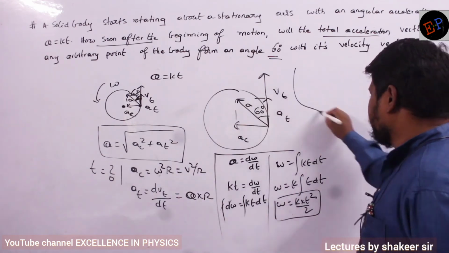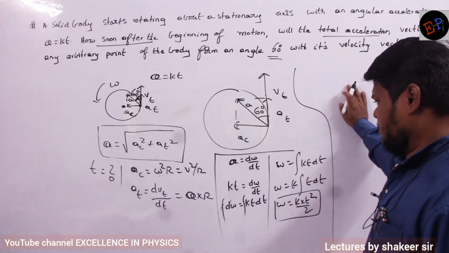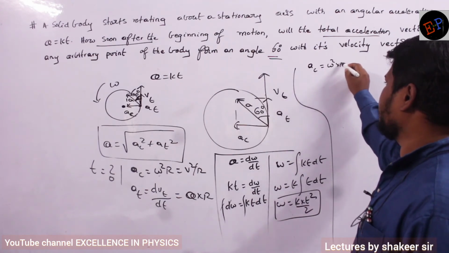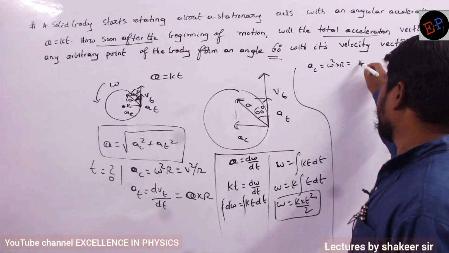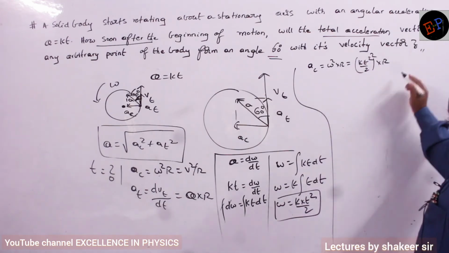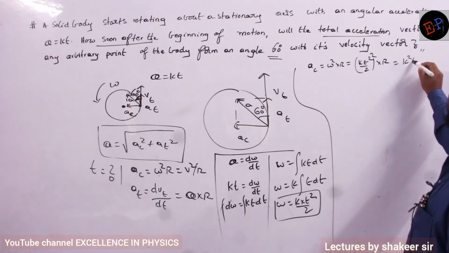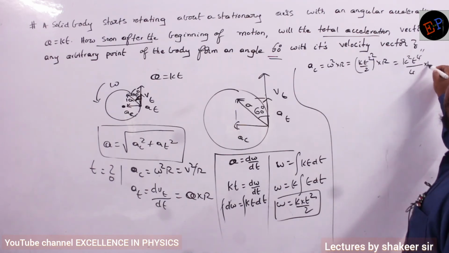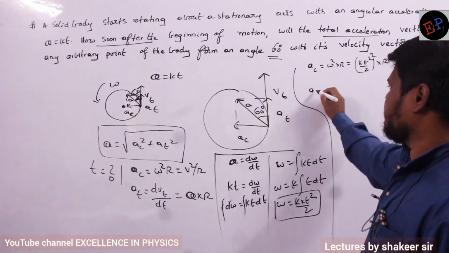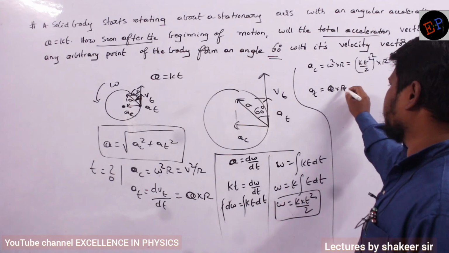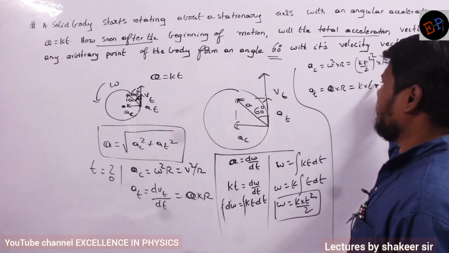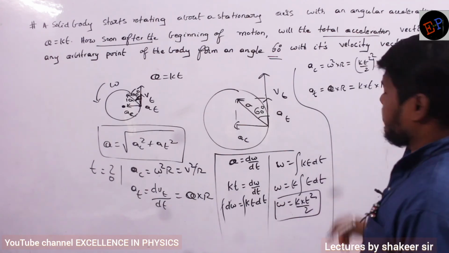Now substitute. So centripetal acceleration is how much? Omega square into r. Omega value is kt square by 2, whole square, multiplied by r. So k square t power 4 divided by 4 multiplied by r. This is centripetal acceleration. Similarly, tangential acceleration is alpha into r. Alpha value is k into t, so k into t multiplied by r. Are you able to understand?